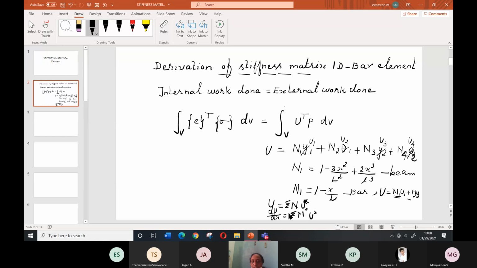Anybody is having doubt in this one? du by dx is equal to n dash into u star. N dash into u star. That is, if it is for the whole thing, then you have to integrate and find out. So anybody is having doubt in this one?